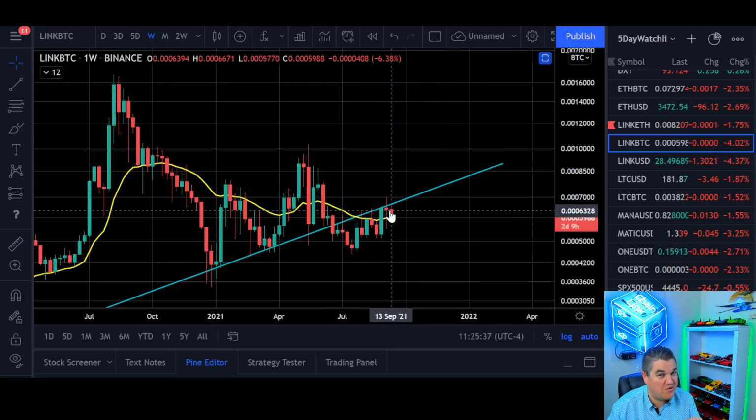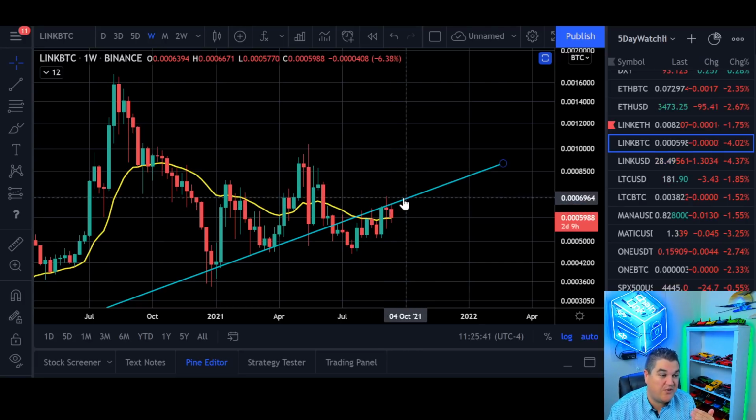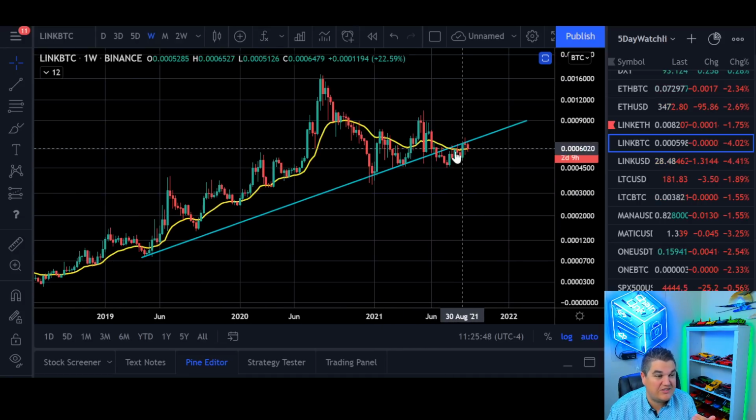So maybe this is what we're waiting on for Link to turn it around and really hit the rocket ship against Bitcoin. We've got to break above this line again and start holding it as support. On a weekly scale, this could be key.